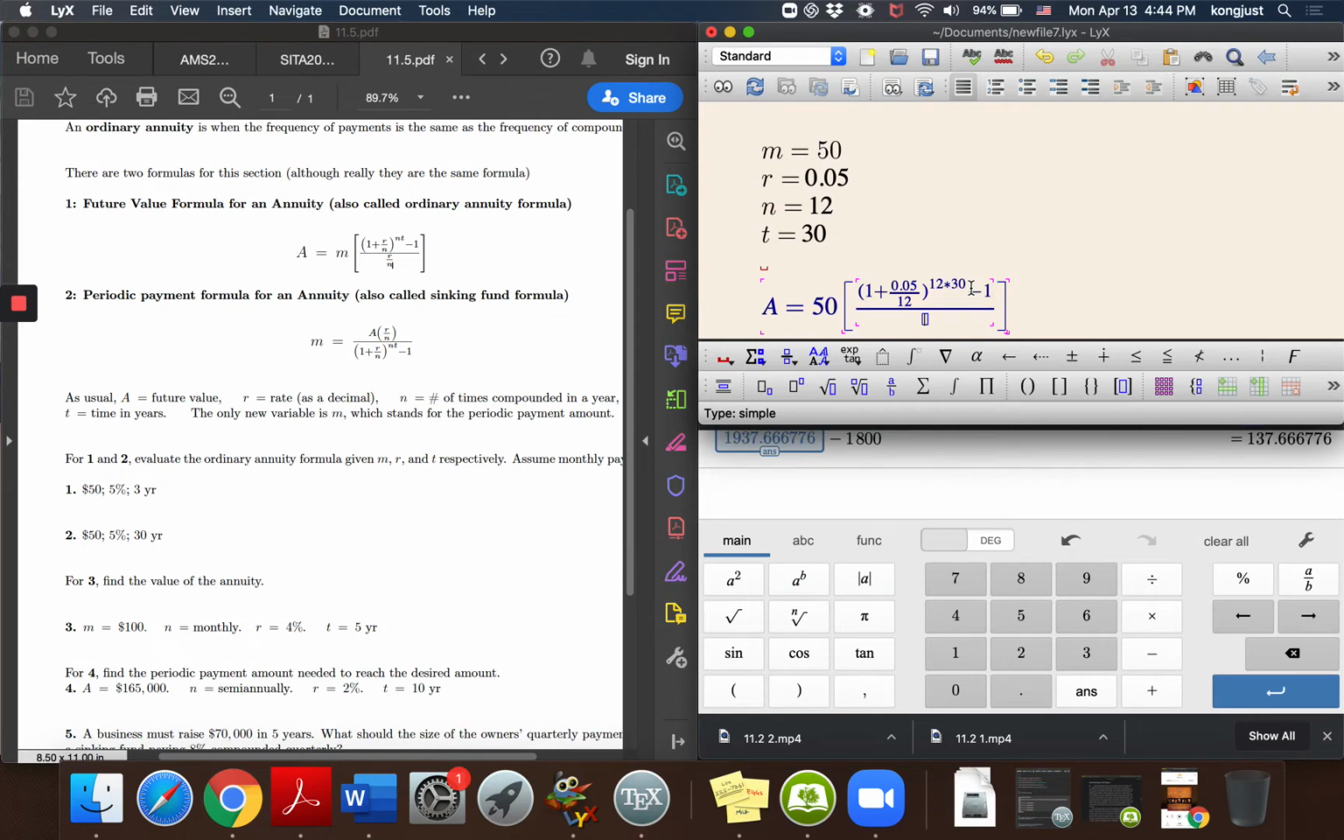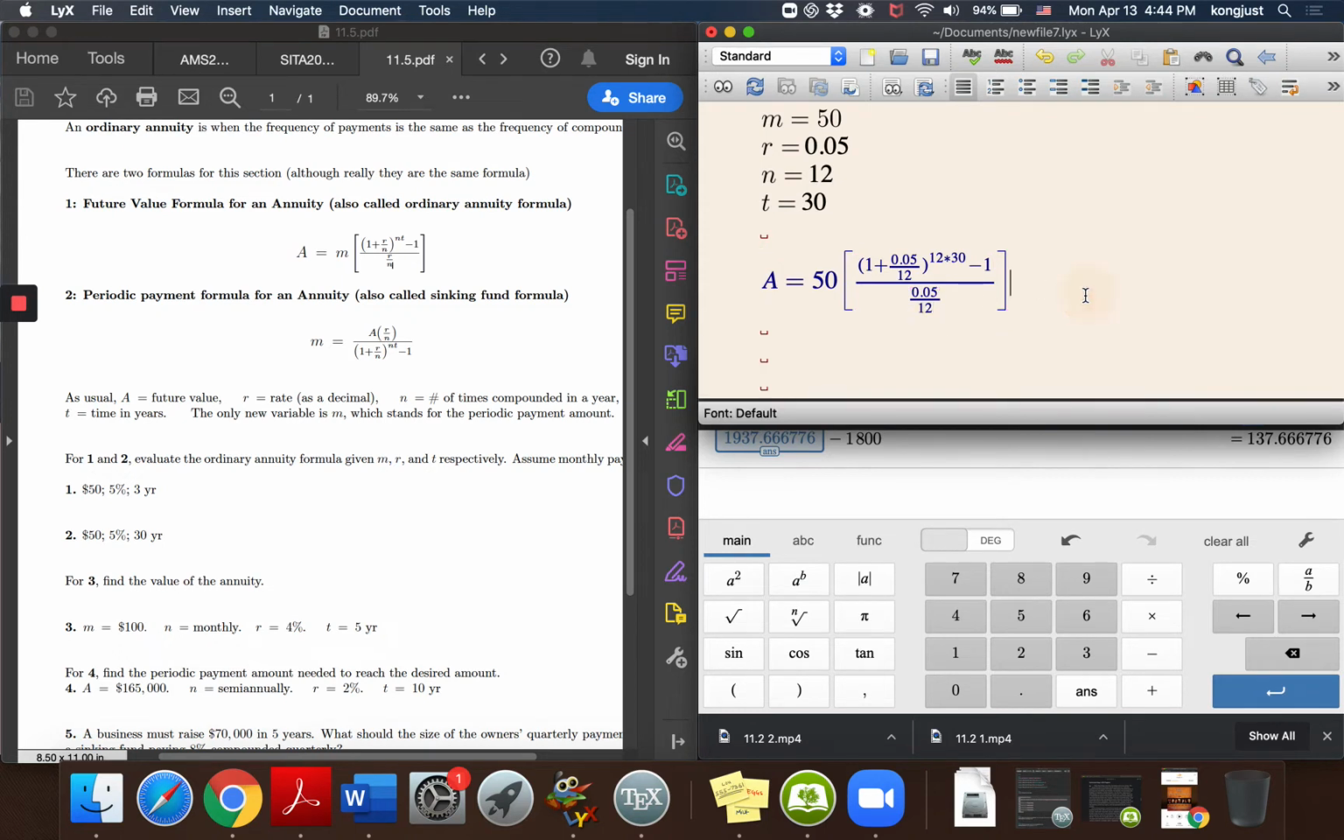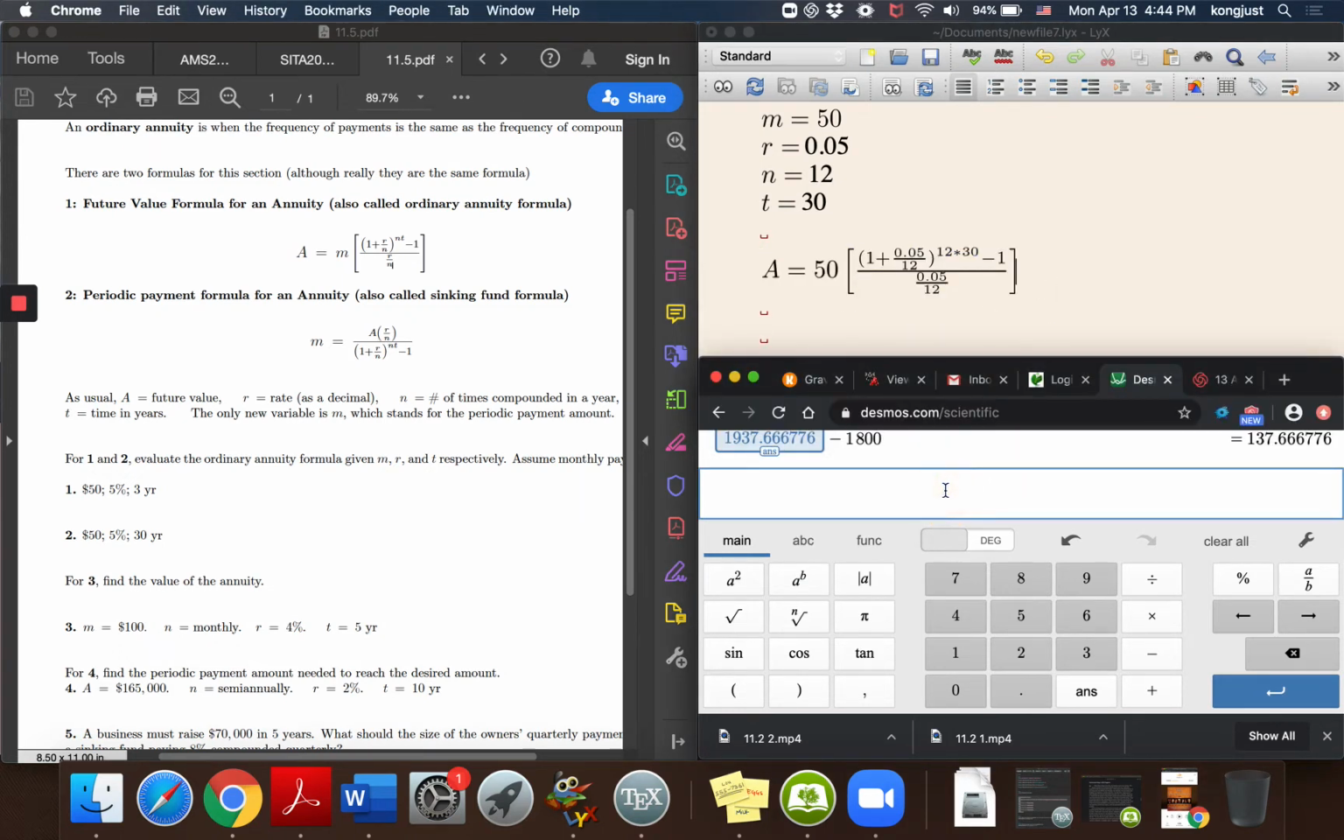Okay, subtract 1, and then divide by 0.05 over 12. This is the formula, yeah? Okay, how do you plug that into the calculator? Same way as before. It's 50 times two parentheses, one for the numerator and one for the inside: 1 plus 0.05 divided by 12, raised to the, in parentheses, 12 times 30. Close off that parentheses, minus 1, and then close the top for the numerator, divide by, in parentheses, 0.05 divided by 12.